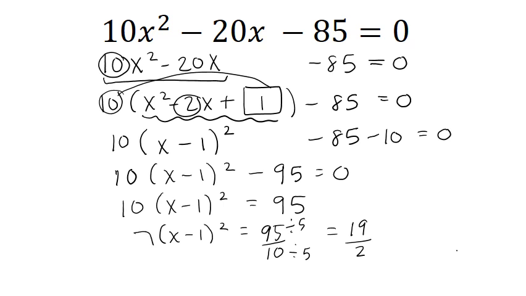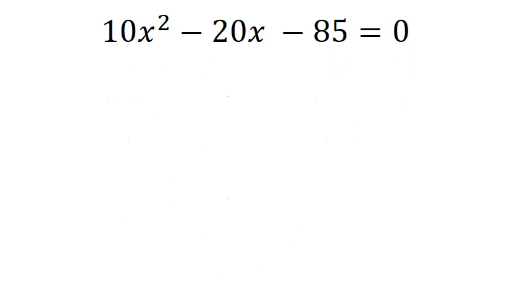Then take the square root of both sides, plus or minus the square root of 19 halves. And since I'm running out of space, I'm going to rewrite it up here.